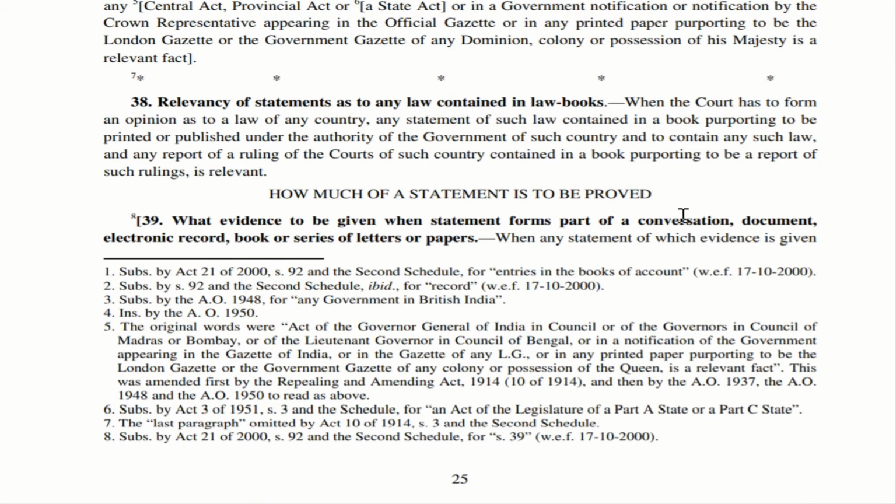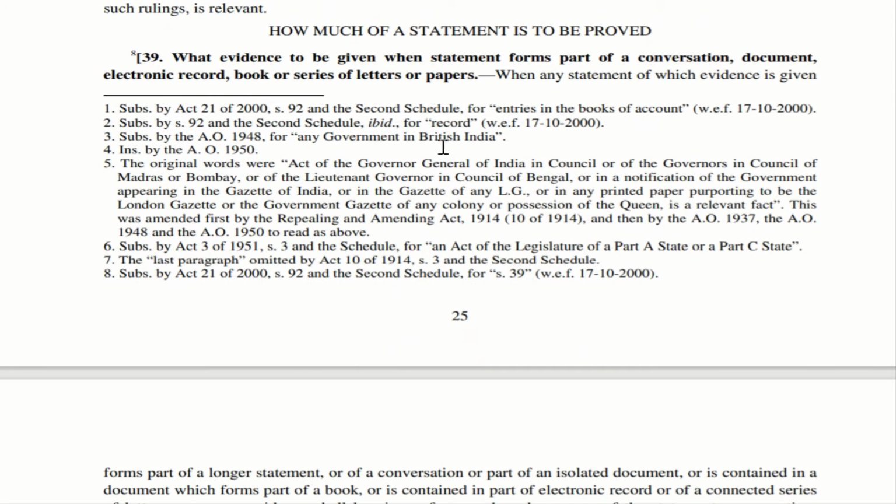How much of a statement is to be proved? Section 39. What evidence to be given when statement forms part of a conversation, document, electronic record, books or series of letters or papers? Now let us try to imagine the scenario. A person has given a statement and that is in a book. It's a very huge and voluminous book. Then, to what extent can that statement be proved?